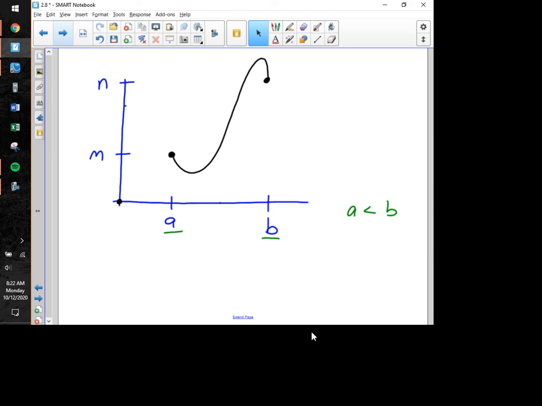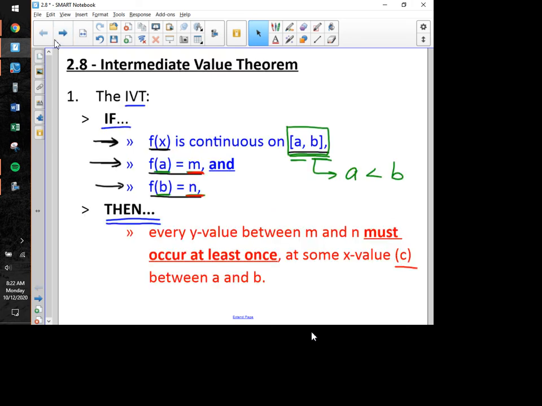Okay, so now that we have a diagram here, a graph that does illustrate the hypothesis, let's talk about the conclusion. The then statement, everybody, of the intermediate value theorem says that if all of this stuff up here happens, which it did, now let's start working here. Every single y value in between m and n must occur at least once.